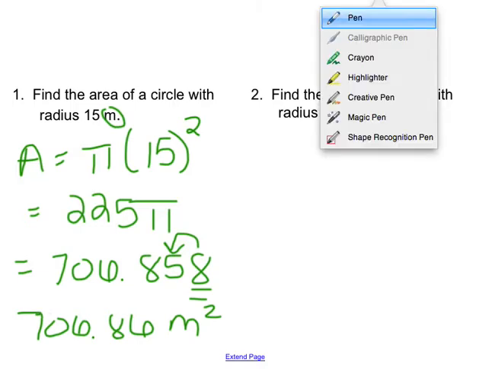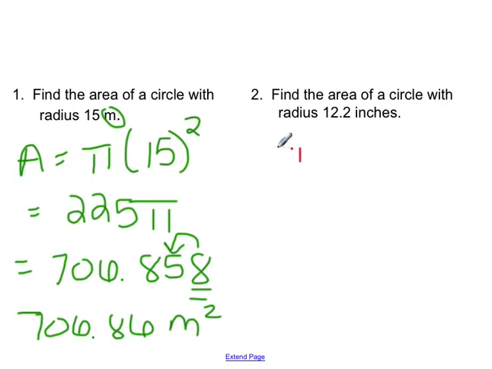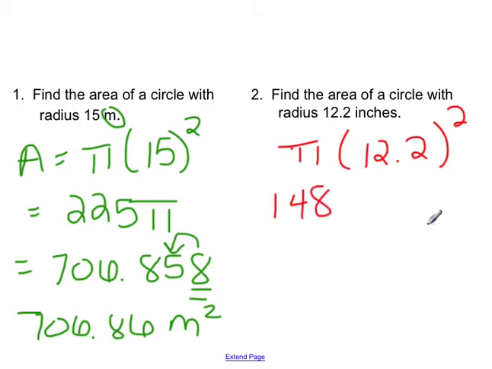Taking a look at number 2. Number 2 asks us to find the area of a circle with a radius of 12.2 inches. So we're going to have pi times 12.2 squared, and that's going to give us our area. In my calculator, the first thing I'm going to do is figure out what 12.2 squared is. And 12.2 squared is 148.84, and then that's going to be multiplied by pi. So in my calculator, I'm going to type in 148.84 times pi. And when I do that, I end up getting 467.59. So I rounded there.